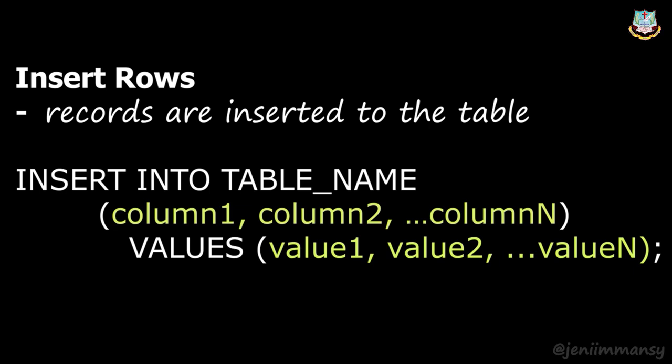Mail ID, phone number, everything you have to give in a bracket. And then what are the values? That one you have to give in the values. Values in the bracket you will give Jenny.